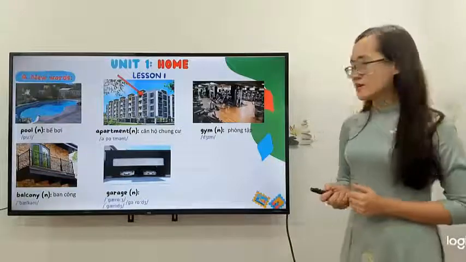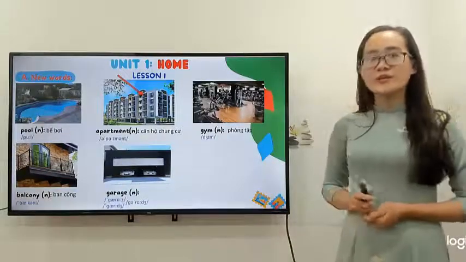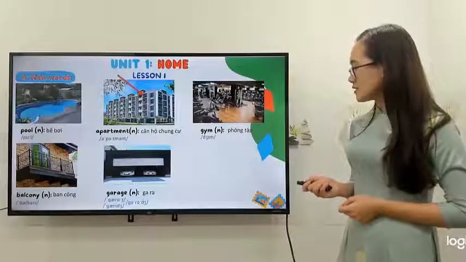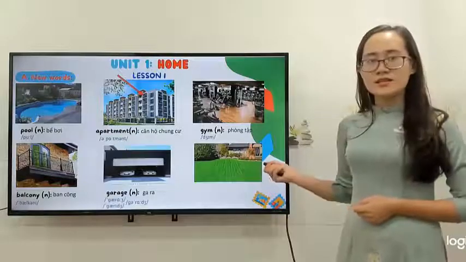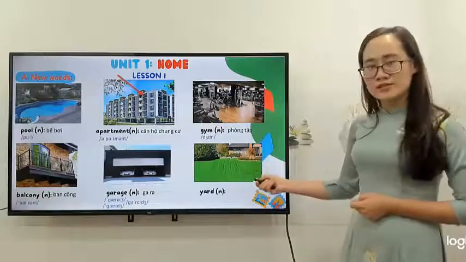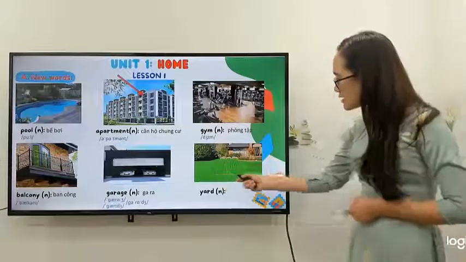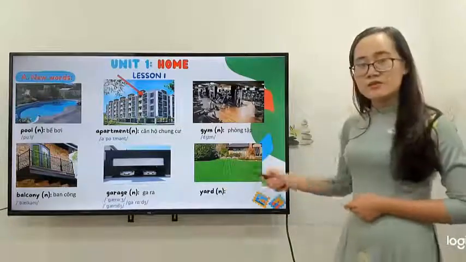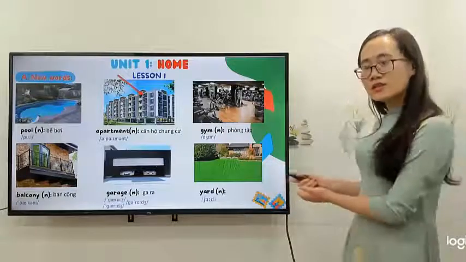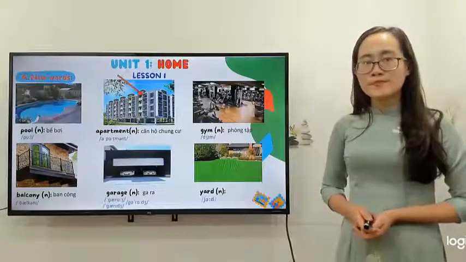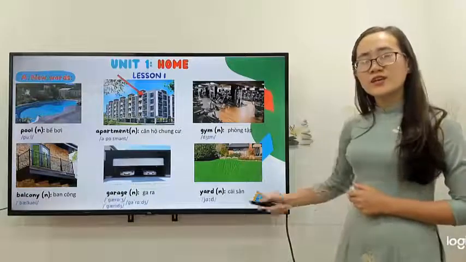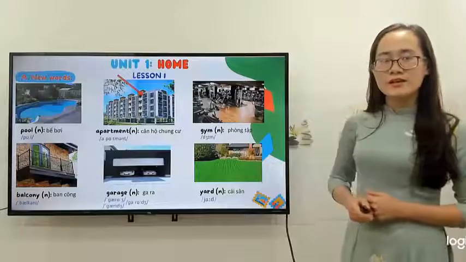And the last one, và từ cuối cùng ngày hôm nay, cô muốn giới thiệu cho các bạn. What is it? This is the yard. The yard is very green and large, right? So can you guess what is the yard in Vietnamese? Good job. This is cái sân. Yard chính là cái sân của nhà mình đấy các bạn ạ.